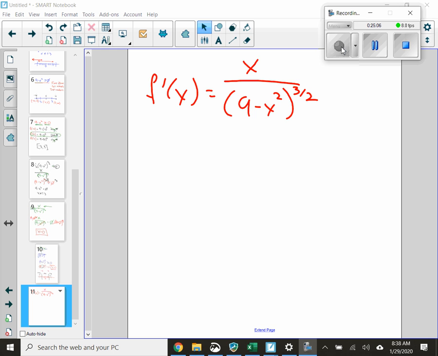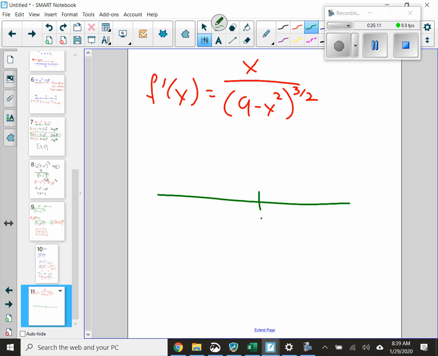So here's my derivative. I'm going to make a number line. Here's my only critical point, right there at 0. So I need to pick a number. My function only goes from -3 to +3. So I have to pick a number between 0 and -3. I'll pick -1, and I'll pick a number between 0 and +3. Those are my only two intervals here. I'll pick +1. And let's find out what that does to the derivative.